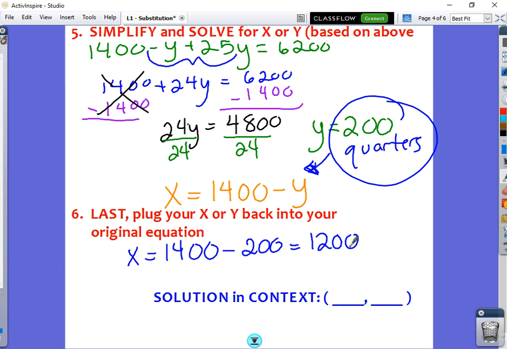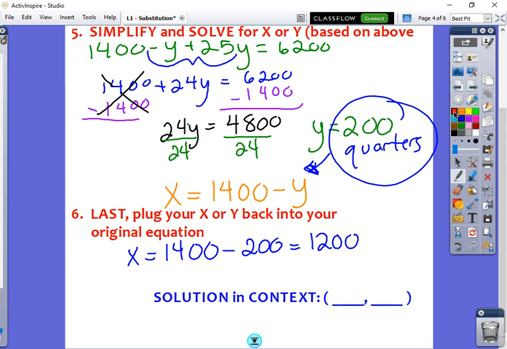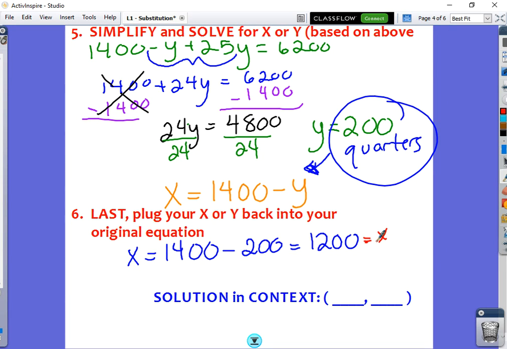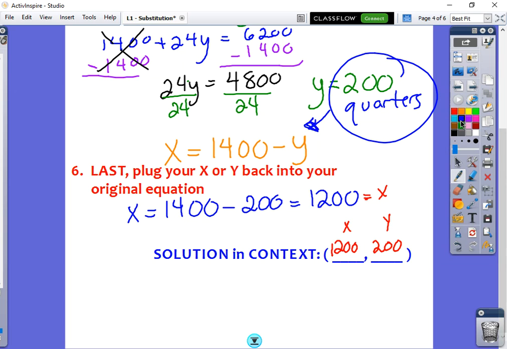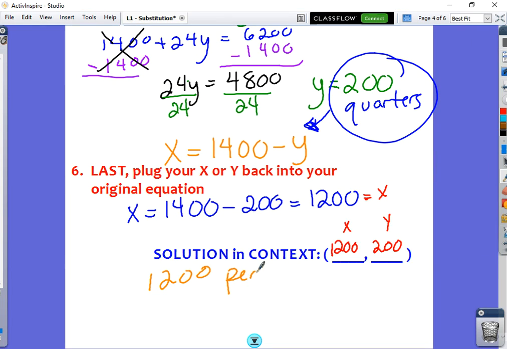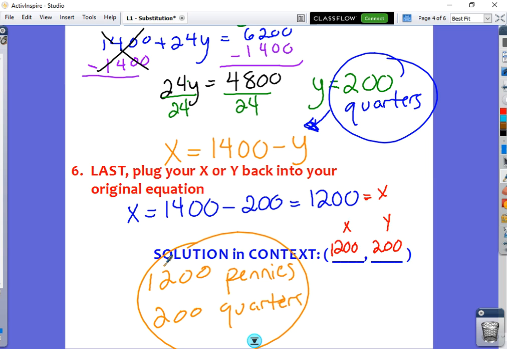So here's what actually happens. We present our solution as a point, and I'm going to talk more about that. But really what's about to happen is we have to express this in context as well. So x comma y, this is x, this is y. But in the context of our problem, what we can now conclude is that we have 1,200 pennies and 200 quarters. There's our final answer. That's what we were trying to figure out from the very beginning.